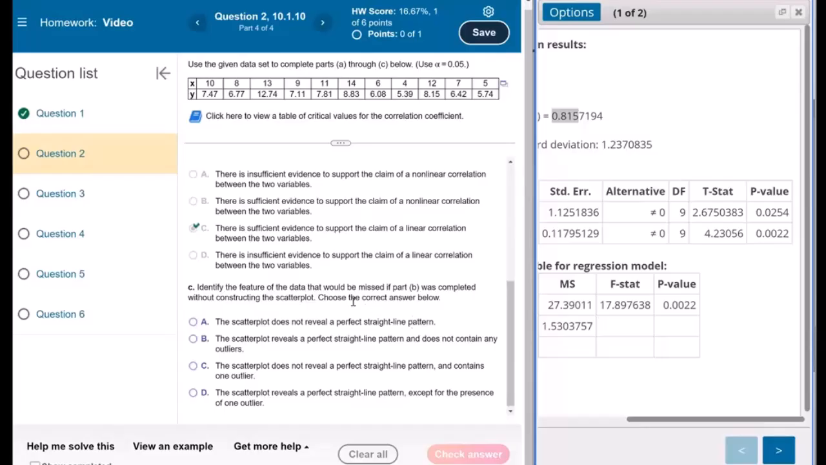It's pretty good. This is very important that you actually read the question. Identify the feature of the data that would be missed if I didn't plot the scatter plot. It's definitely not A. The scatter plot reveals a perfect straight line pattern and does not contain any outliers. That's not true. We have a little bit of an outlier. The scatter plot does not reveal a perfect straight line pattern. That's not true. And the scatter plot reveals a perfect straight line pattern except for the presence of one outlier. I'm going to pick D.